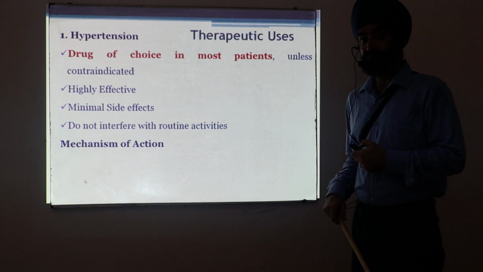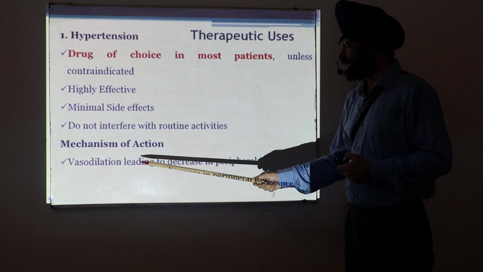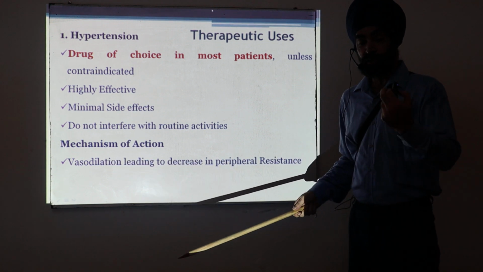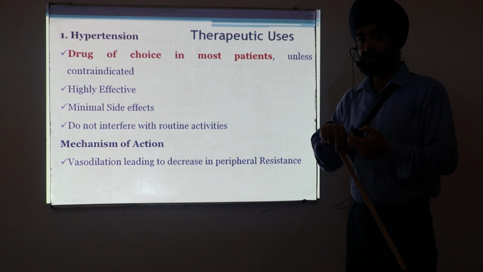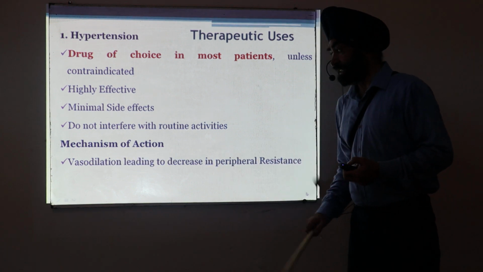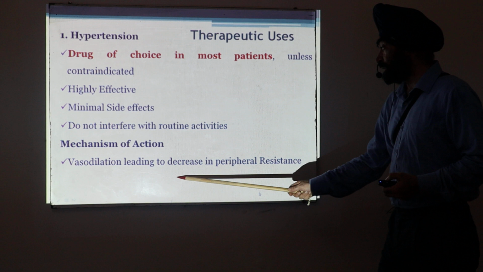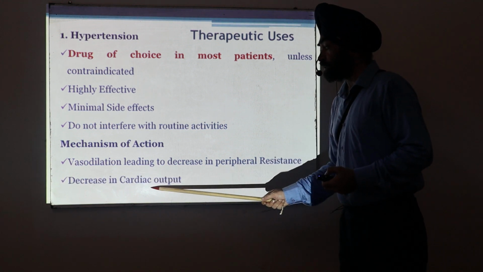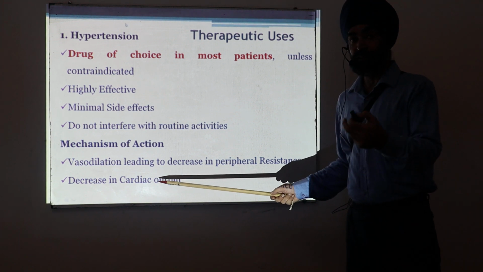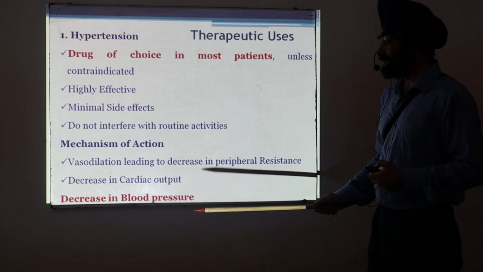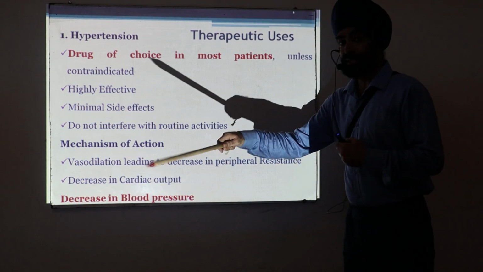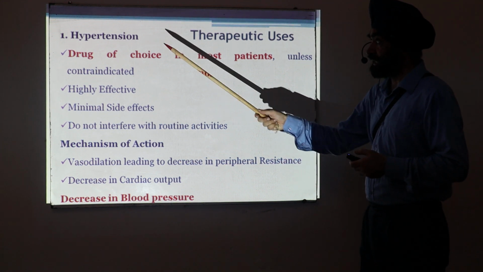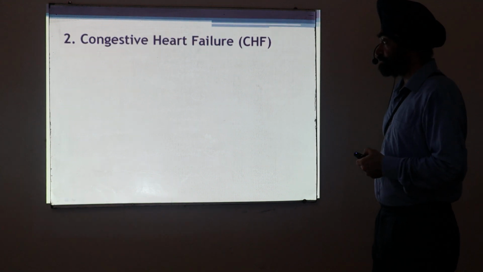As I discussed in the previous slide, their major mechanism is that they produce vasodilation. Angiotensin produces vasoconstriction, so if you block angiotensin 2, vasodilation will occur. Vasodilation will lead to a decrease in peripheral resistance. Second, they reduce cardiac output because sodium will be reduced, water will be reduced, and cardiac output will be reduced. As a result, blood pressure will be reduced. You can discuss this with the previous slide; this is how they act as antihypertensive drugs.